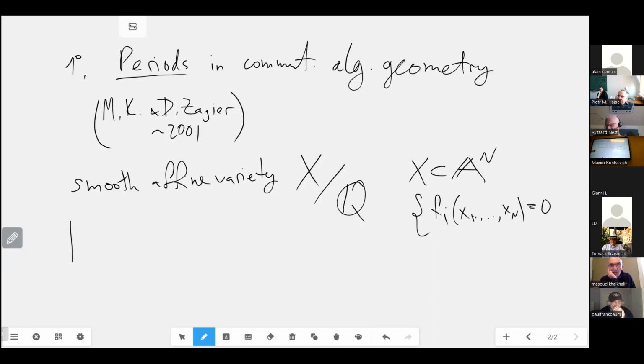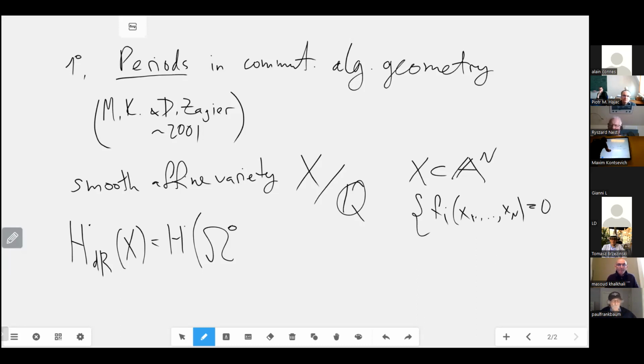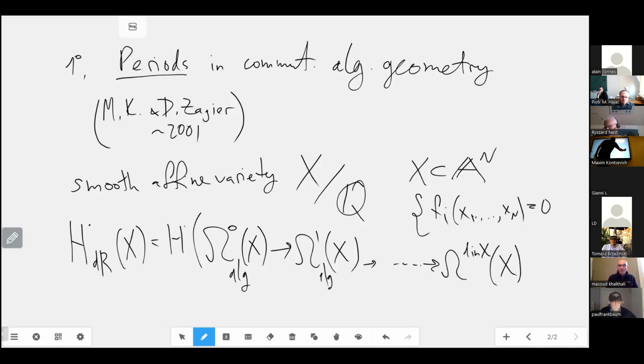First one, consider the de Rham cohomology of X. It's the cohomology of the complex of algebraic differential forms. Consider polynomial functions, I'll write algebraic. Its cohomology is a complex, and the claim is it's finite dimensional.